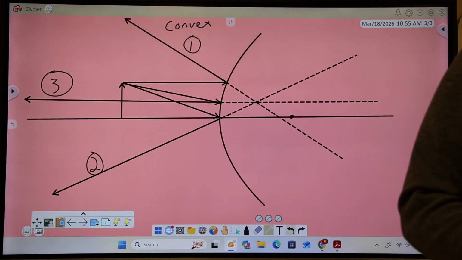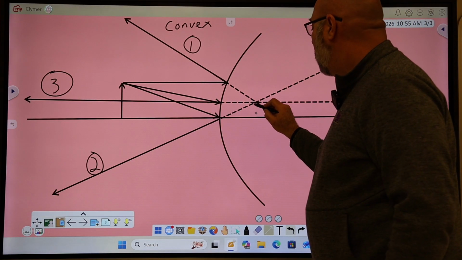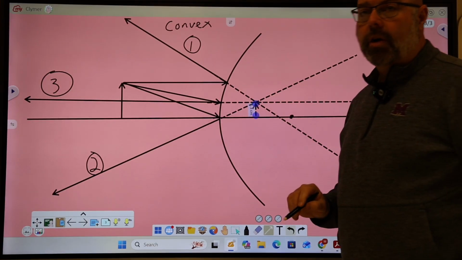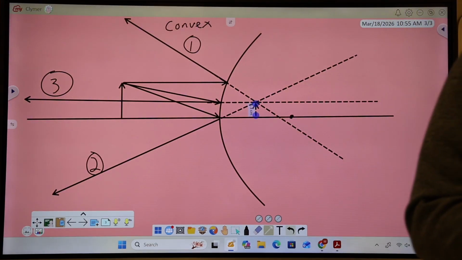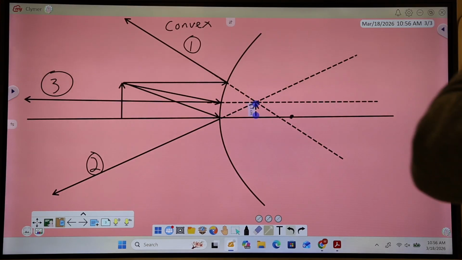All right, so where do these intersect? Right in the middle. Not the middle. Above the center line. Okay, so we're going to have an up arrow here. There's a convergence point behind the mirror somewhere. So here is our image.